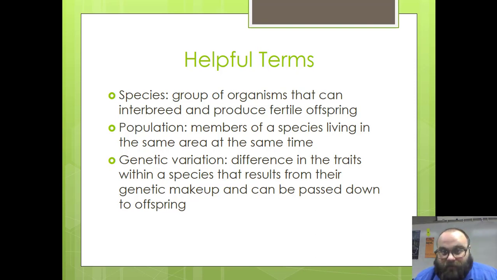There can be multiple populations of a species in a region that could be separated from each other geographically or through some other means. Genetic variation is a difference in traits within a species. Genetic variation happens because of sexual reproduction. It's one of the things that happens as a result of that particular process.